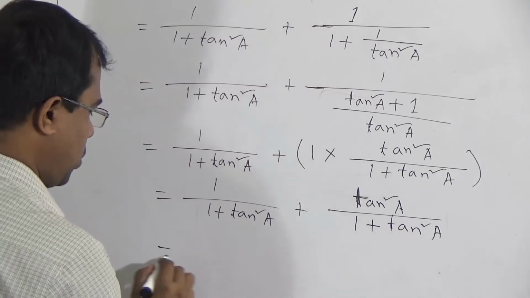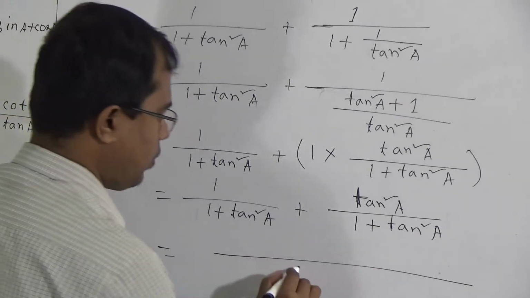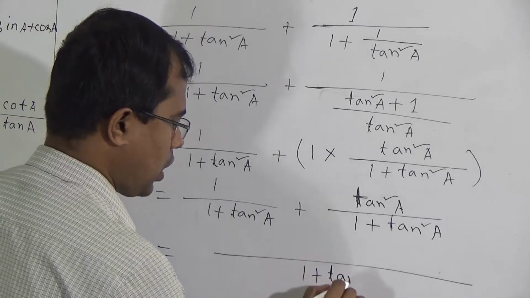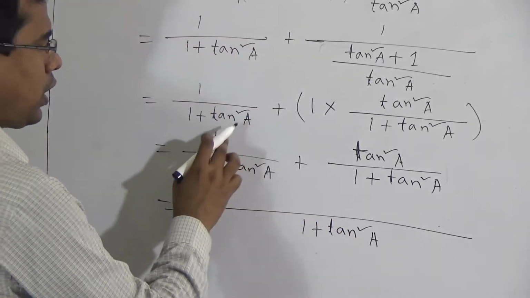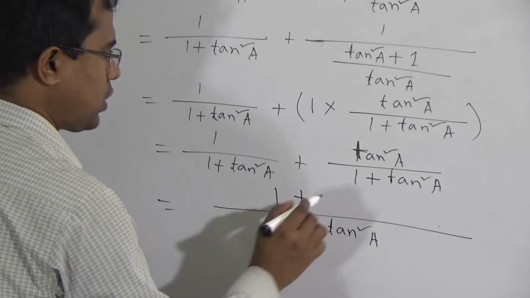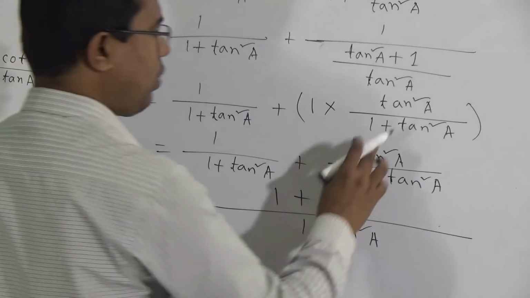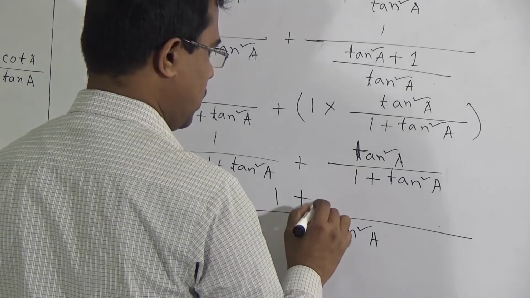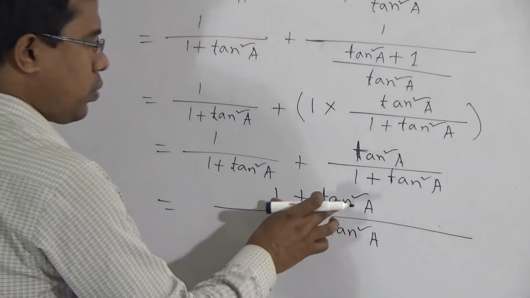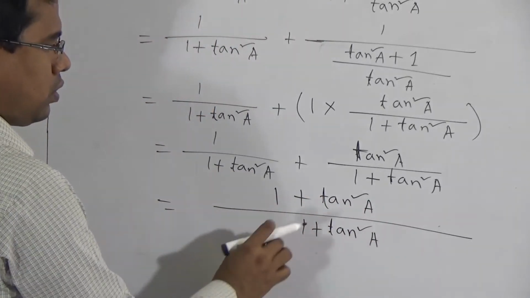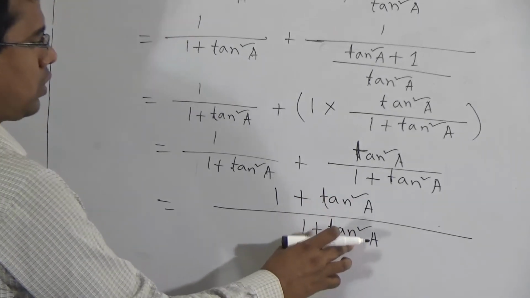Here in these two fractions, denominators is 1 plus tan square a. So LCM will be 1 plus tan square a. Now if we divide 1 plus tan square by 1 plus tan square, it will be 1 and 1 multiplication 1 is equal to 1 plus. Again, if we divide 1 plus tan square by 1 plus tan square, then it will be 1, and 1 multiplication tan square is equal to tan square a. Denominators 1 plus tan square a and numerators 1 plus tan square a and denominators also 1 plus tan square a.